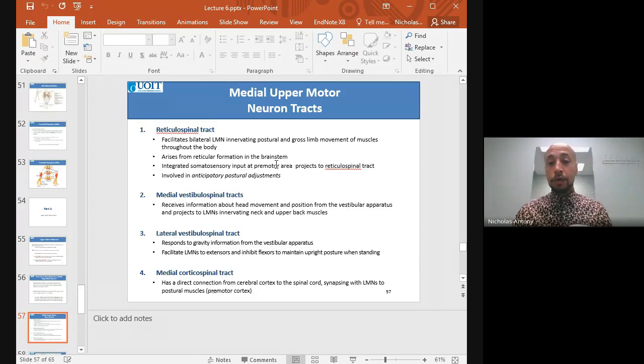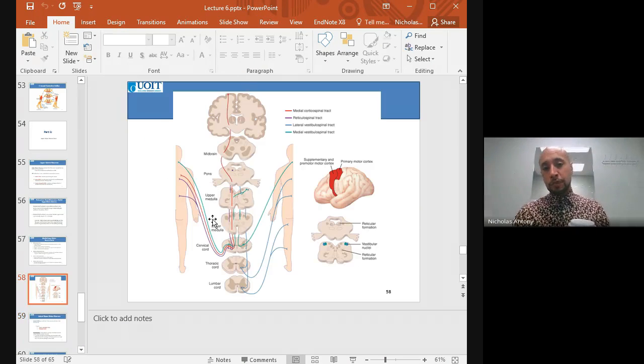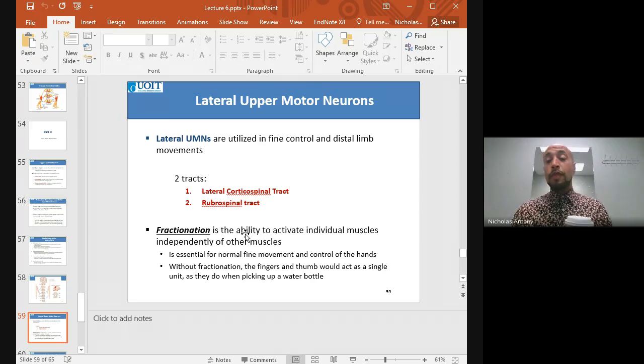Awesome. Okay, so this is an example of what they look like. And that means our lateral upper motor neuron tracts are going to be the tracts utilized in activating our muscles for fine control. So not core and posture, but voluntary movement, our fine, intricate movements. We're going to use our lateral upper motor neuron tracts.